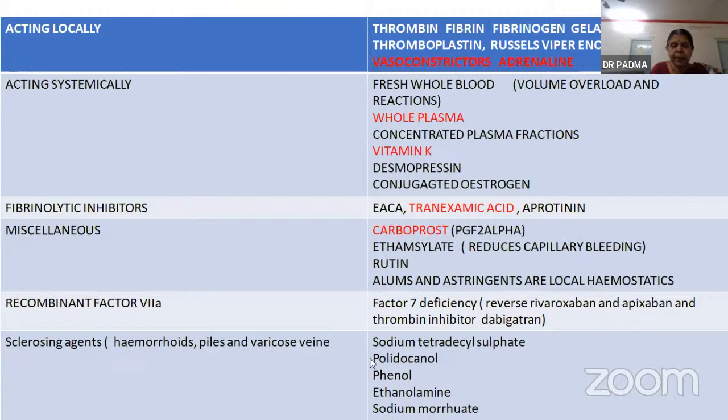Sometimes we use sclerosing agents. I don't know how best we are using them today. Normally, we tell them to use Kegel exercises rather than sclerosing agents. In case we want to use, these are the drugs which we are using. That is either phenol or ethanolamine or sodium morrhuate, which are the ones very commonly used.